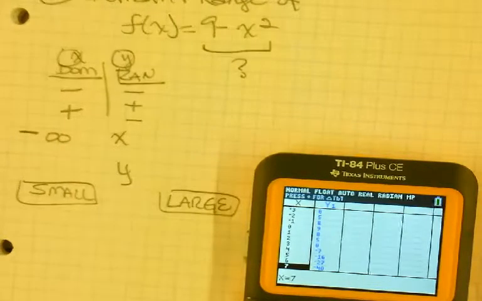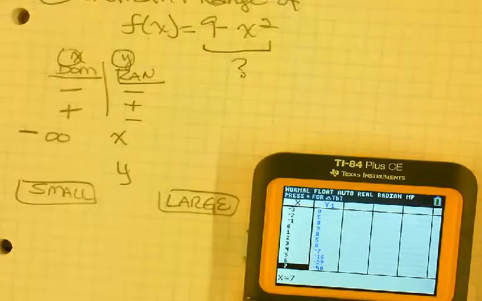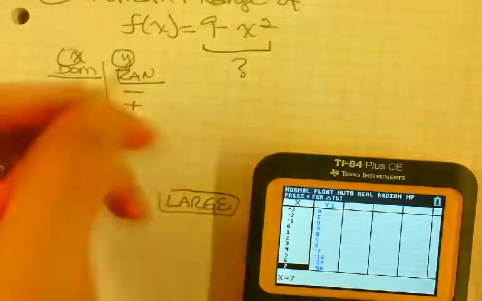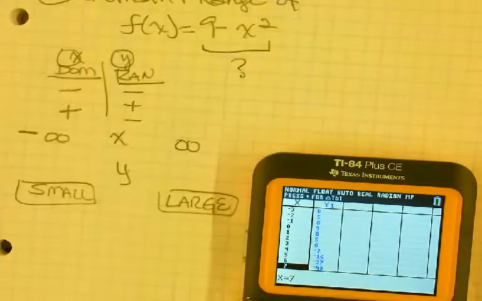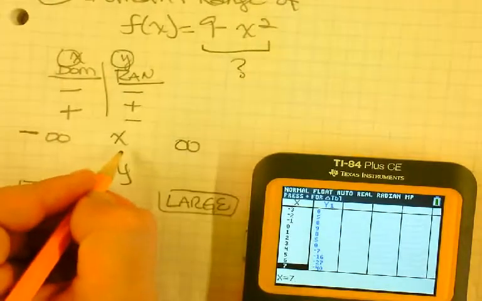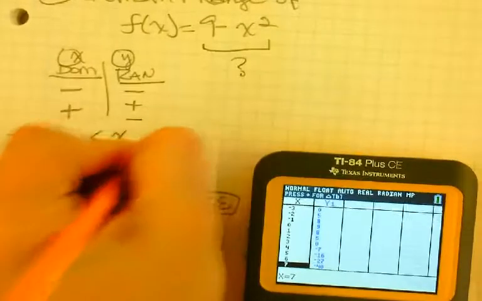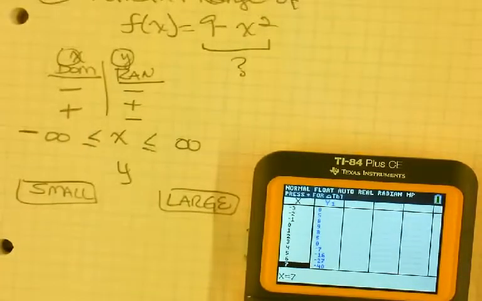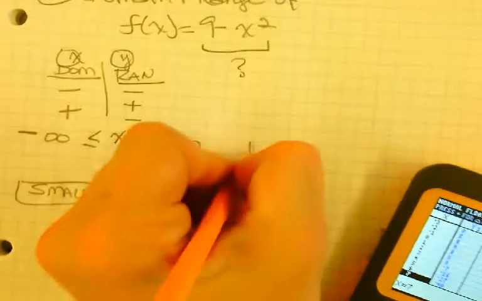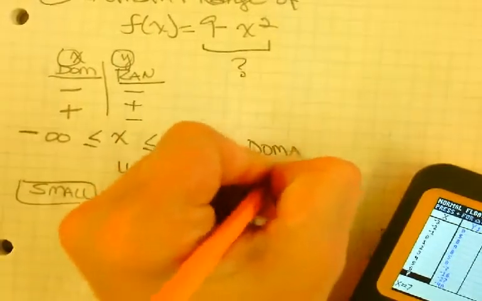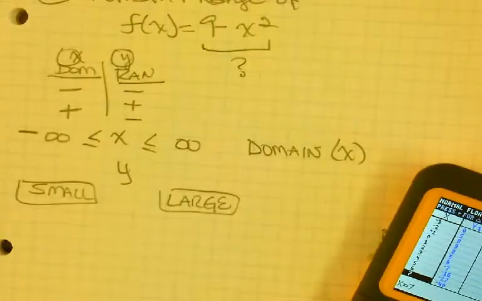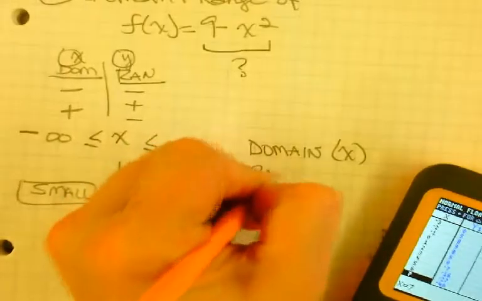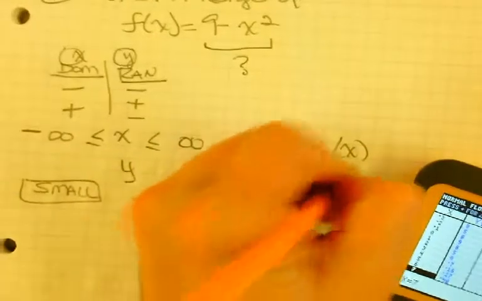¿Qué es el contrario al negativo infinito? Infinito. Muy bien. Positivo, ¿no? Positivo. Muy bien. So, X está entre negativo y positivo infinito. Muy bien. Es de cuestiones de domain. ¿Por qué es X? Right? This is our X line. All right, now let's talk about range. Range is going to go down on the Y side.